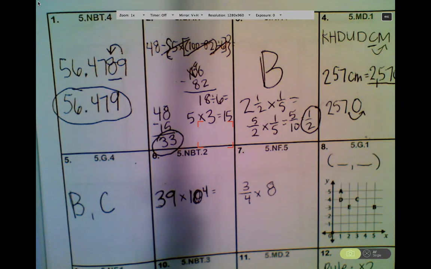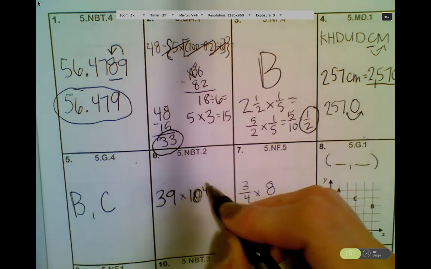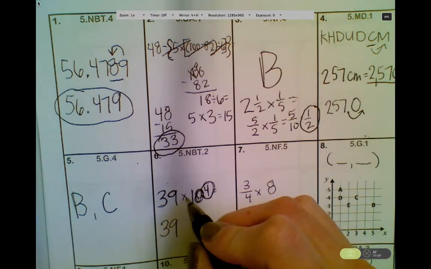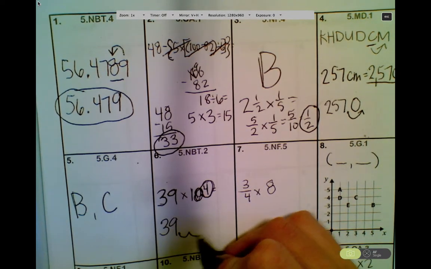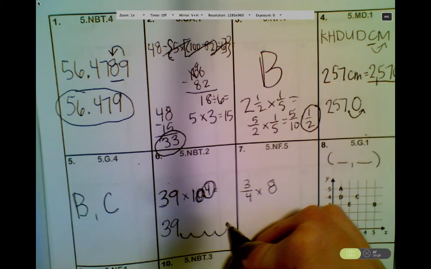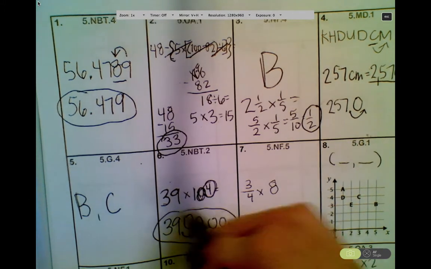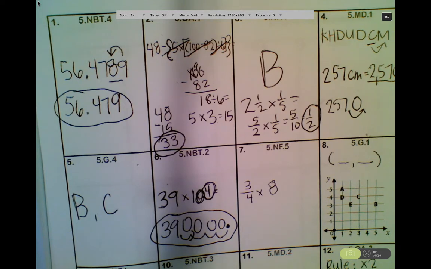Number 6, we have to solve 39 times 10 to the 4th power. When we're multiplying by a power of 10, our exponent right here tells us how many times to move the decimal place. And we are multiplying, so we'll move the decimal place to the right 4 times. 1, 2, 3, 4. Put it right there. Put in my zeros. And my answer is 390,000.